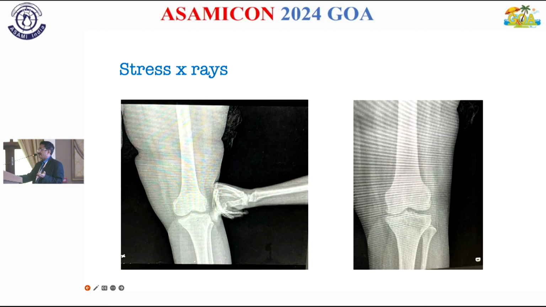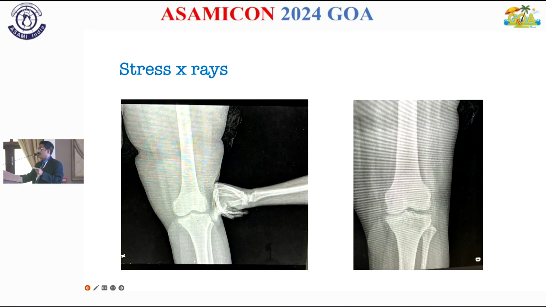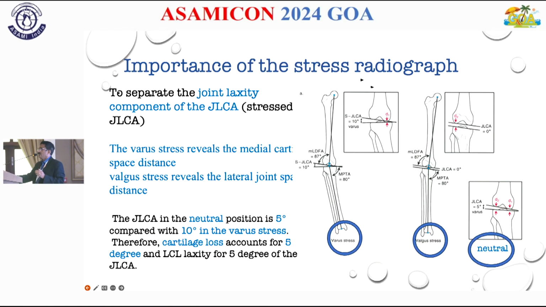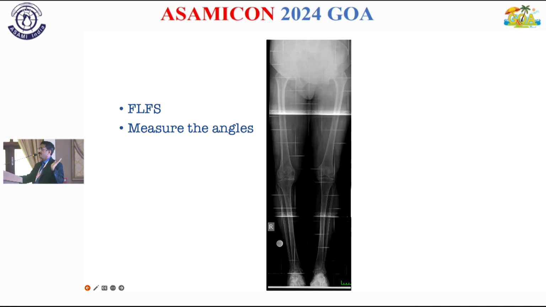Then the stress X-rays. Clinically you have already examined like that. Stress X-rays you can also take, valgus and varus stress X-rays. The varus stress reveals the medial cartilage joint space, and the valgus stress reveals the lateral joint space. Suppose the patient's JLCA in neutral is 5 degrees, and in varus stress it is 10 degrees. That means 5 degrees extra is due to the cartilage loss. So this is the importance of the stress X-rays. Then you have to take the full length X-ray, which is the most important step in doing the HTO.